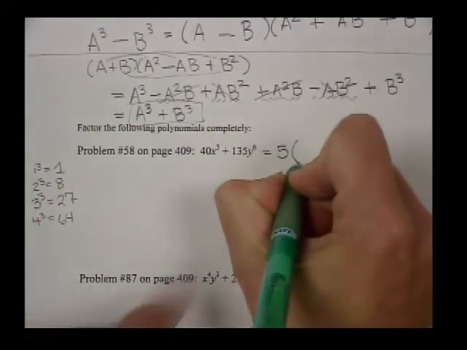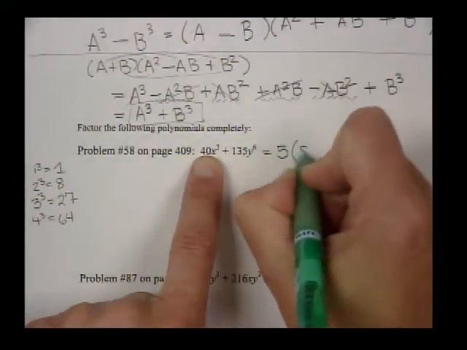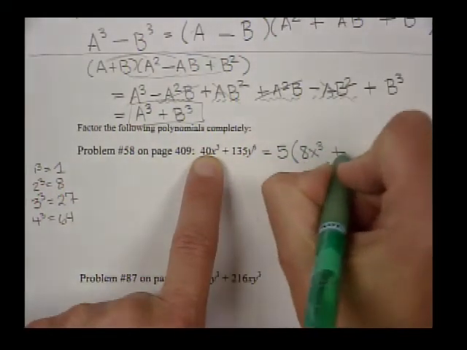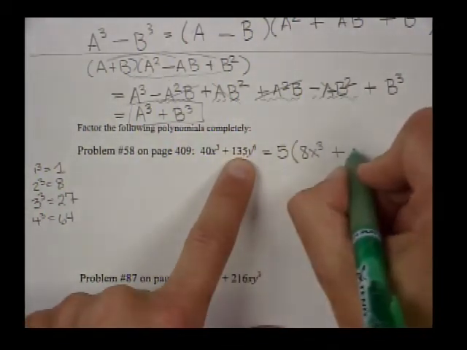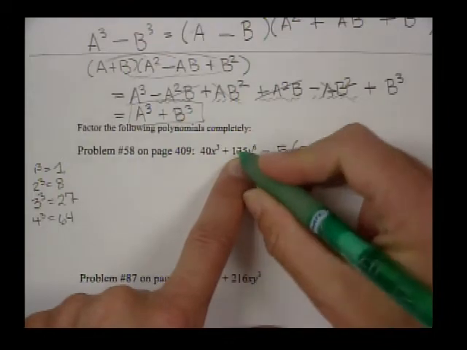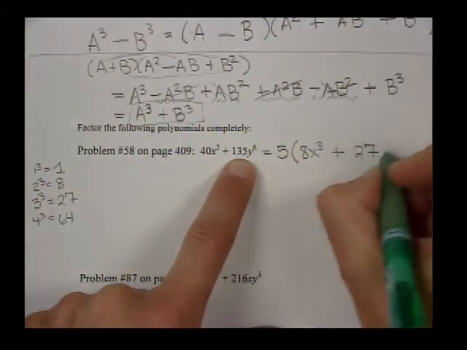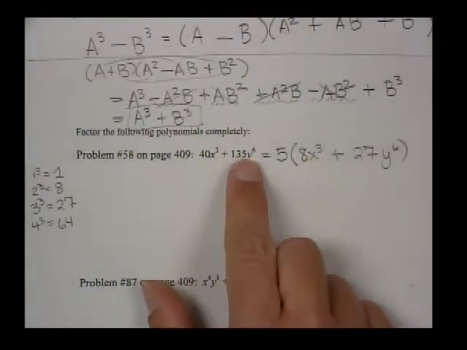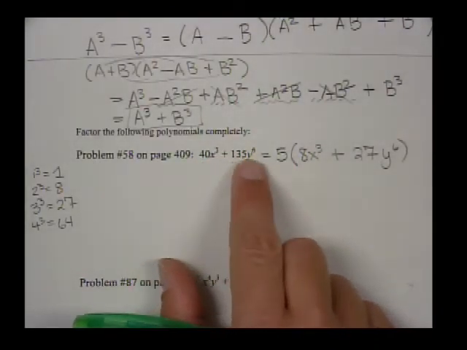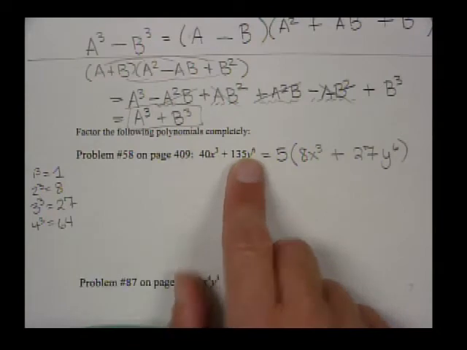So if I take out the 5, then 5 goes into 40 8 times. So we have 8x cubed plus, and then you can do this on your calculator. 5 goes into 135 27 times. y to the 6. You should also ask yourself if they have any variables in common. But this one only has x's and that one only has y's, so I can't take out a variable.